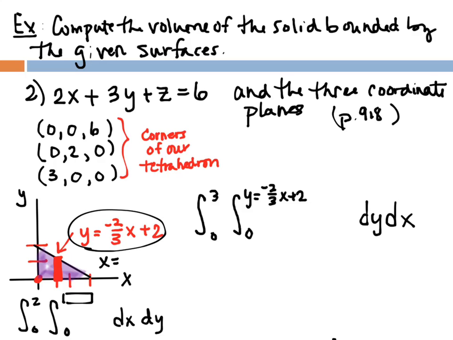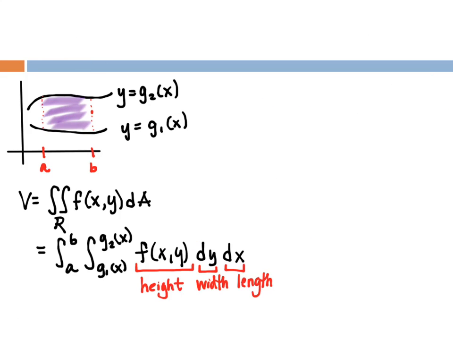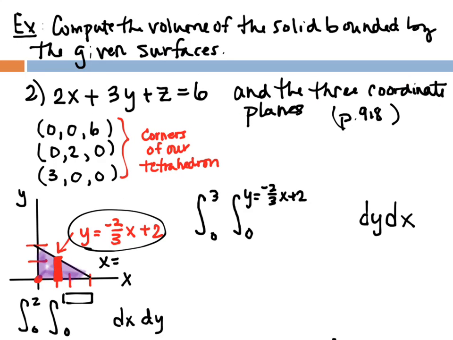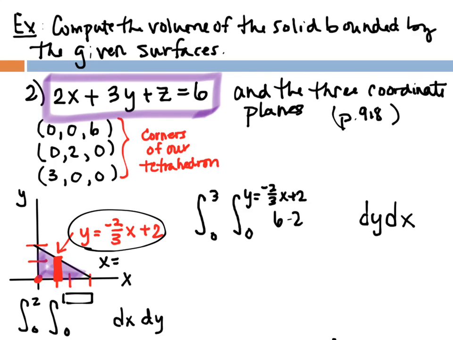And then the question is, what goes inside? Well, what is supposed to go inside? The height. The height is what's supposed to go inside. Well, how can I get an equation for the height? Yeah, I need to solve my original equation in the problem, this original plane, for z. And if I solve that for z, I will have my height. So what does that give me? 6 minus 2x minus 3y. Fantastic. 6 minus 2x minus 3y.